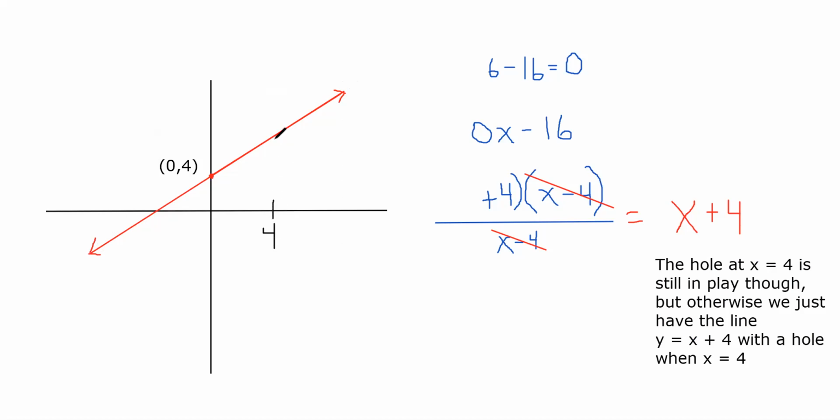It's going to have a hole on the graph when x is equal to 4. It's going to have a hole in the graph right here. Something like that. So otherwise it looks like a regular line because we were able to do the division, cross out factors, but it's going to have this single hole right here.